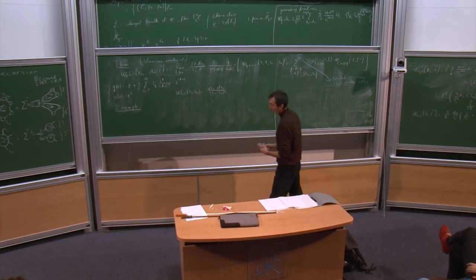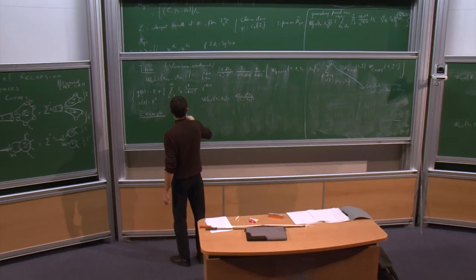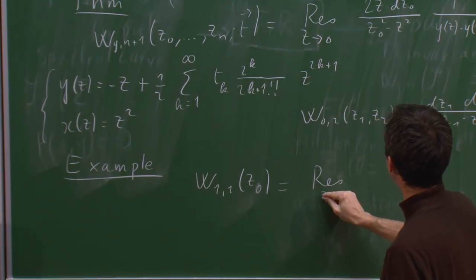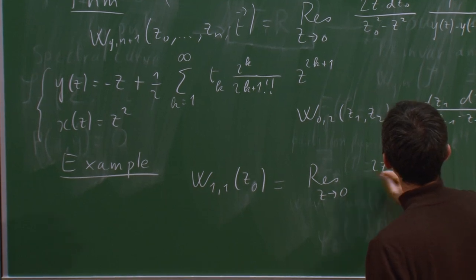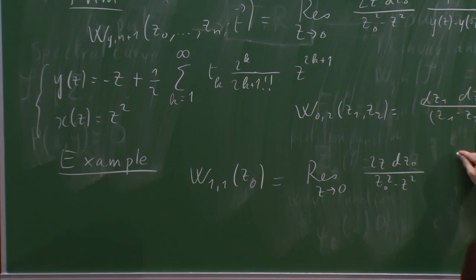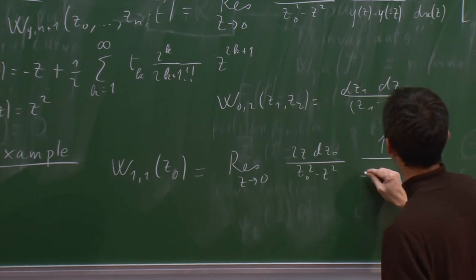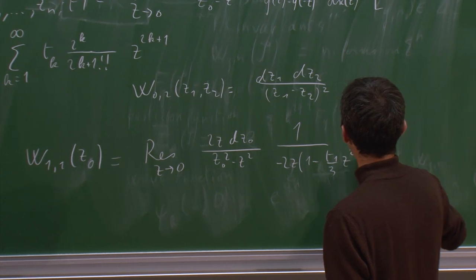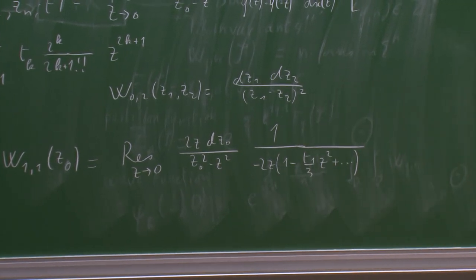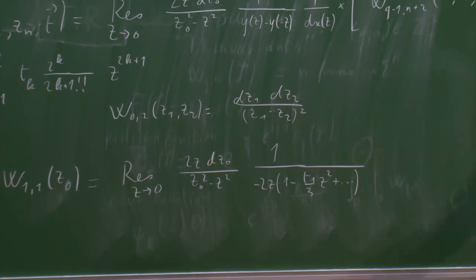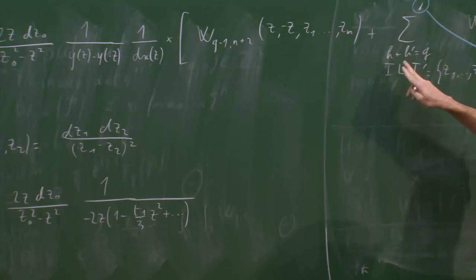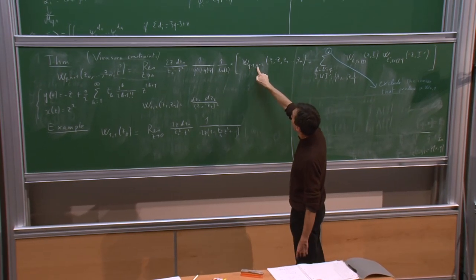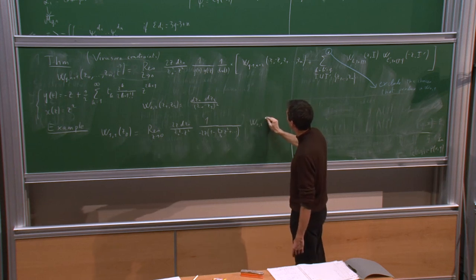Let me give you the example of W11. Of z1, of z, no, of z0 with my notation, it's the residue when z goes to 0 of 2z dz0 over z0 squared minus z squared, 1 over, well, here let me replace that by minus 2z, (1 minus t1 over 3) z squared, plus, I'm going to write the rest. And here in that bracket, you can check that this prime in fact excludes all possibilities for that term, and the only term which remains is this one. Since you have g equals 1 and n equals 0, that corresponds to W02 of z and minus z.